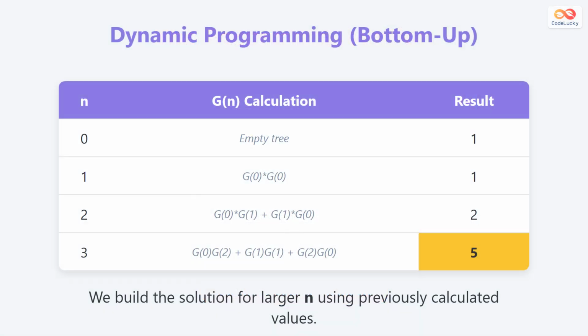We can solve this efficiently using dynamic programming. We create a table to store our counts. We start with 0 nodes, which counts as one empty tree. Then we calculate for 1 node, then 2, and so on, up to n. Each step uses the values we have already computed, avoiding redundant work.